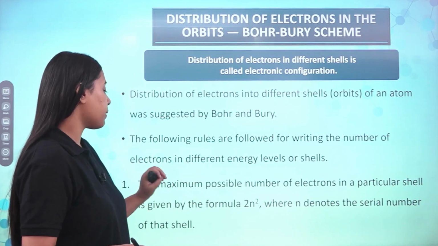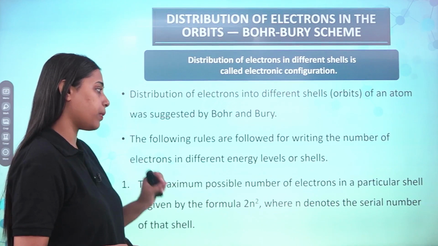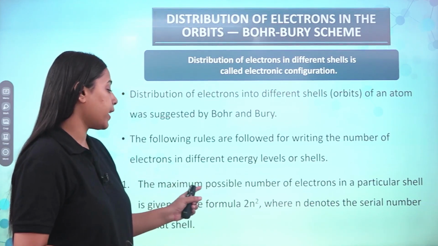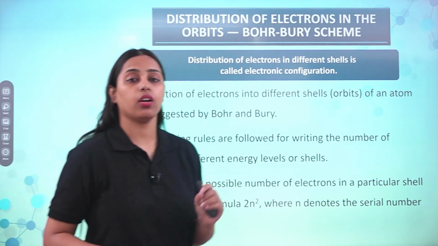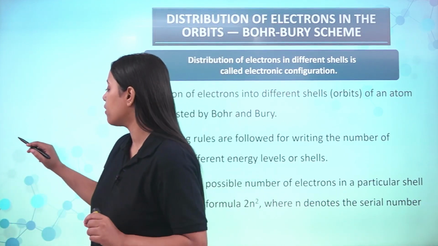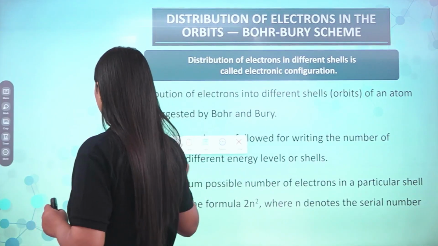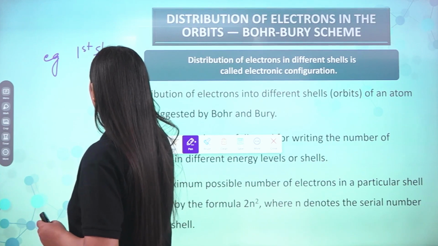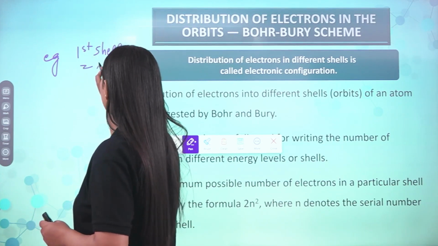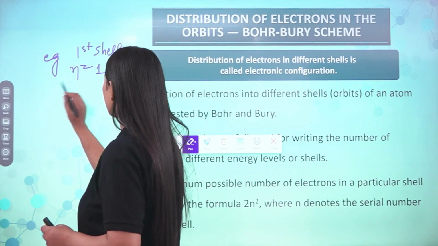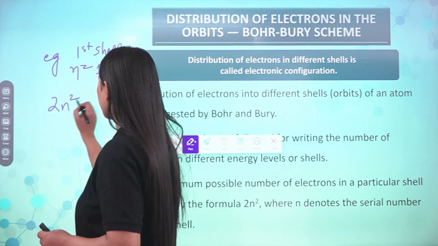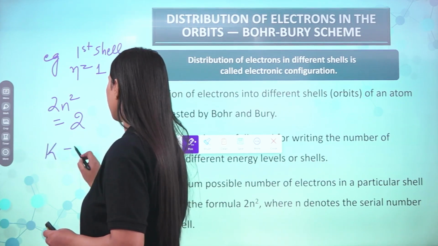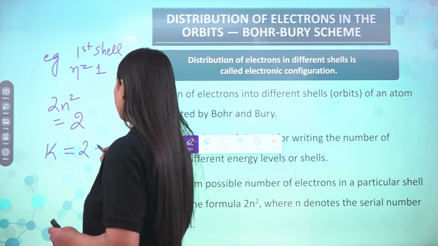The first point is that the maximum possible number of electrons in a particular shell is given by the formula 2n square, where n is the serial number of that shell, or simply indicates the shell number. For example, when we are saying the first shell, that means n equals 1. So by applying 2n square, you will get 2. So maximum electrons in the K shell is 2 only.